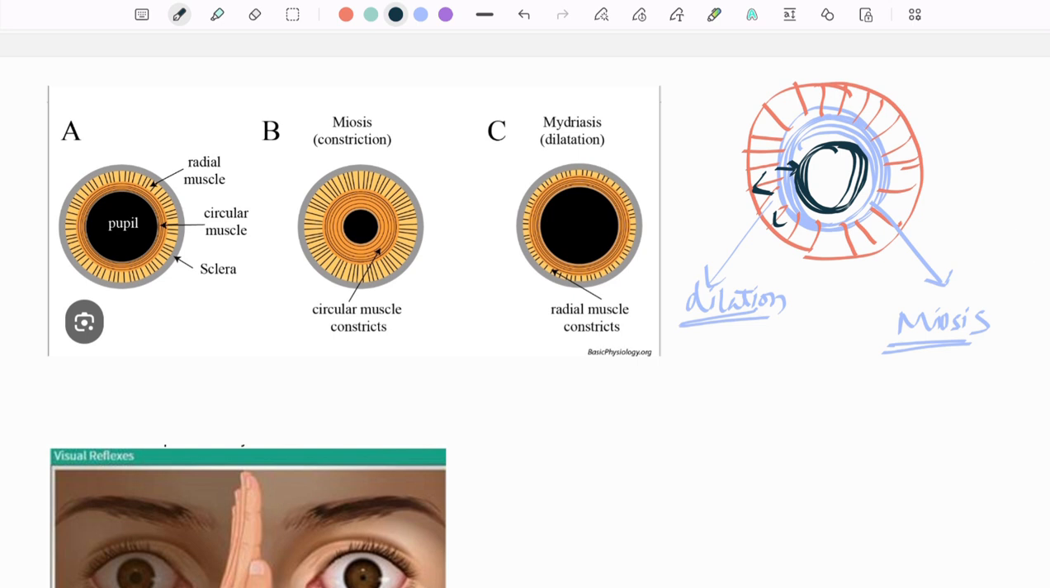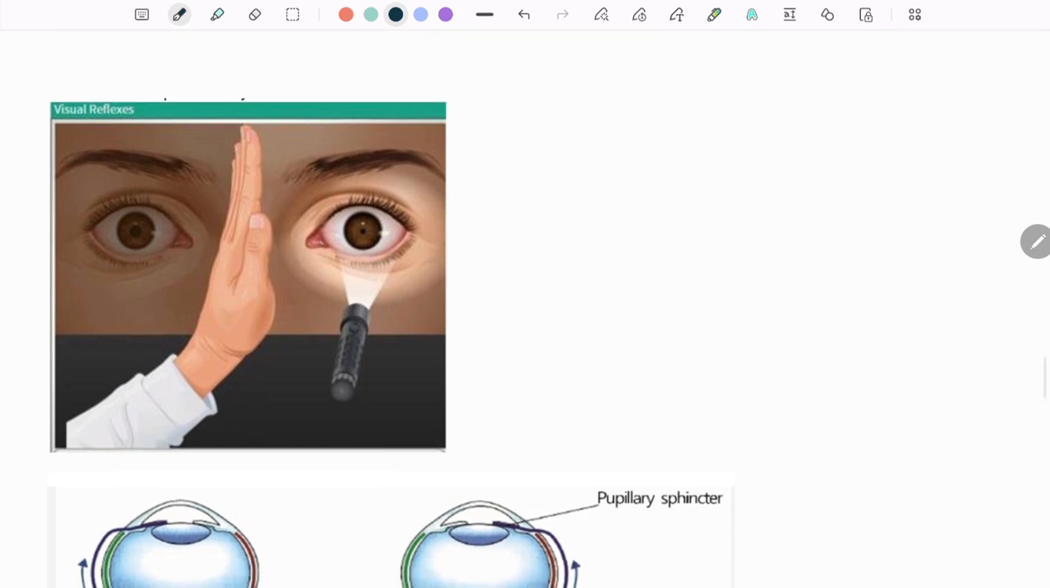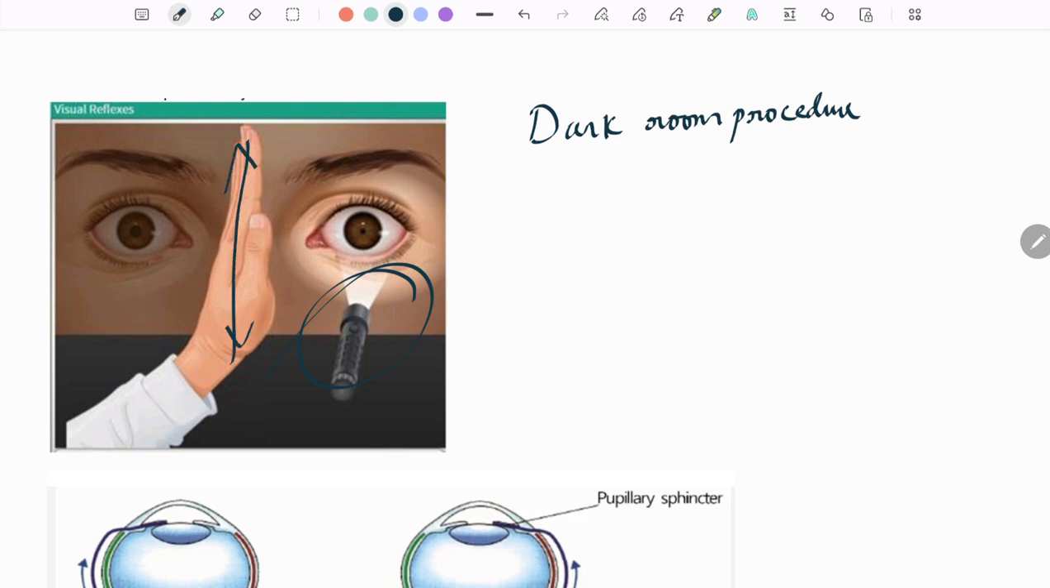Now let us go into the procedure of the light reflex. This is a dark room procedure. So this test has to be done in a dark room, and we need a torch light, and the hand must be placed like this in between the two eyes to prevent the entry of light into the other eye.